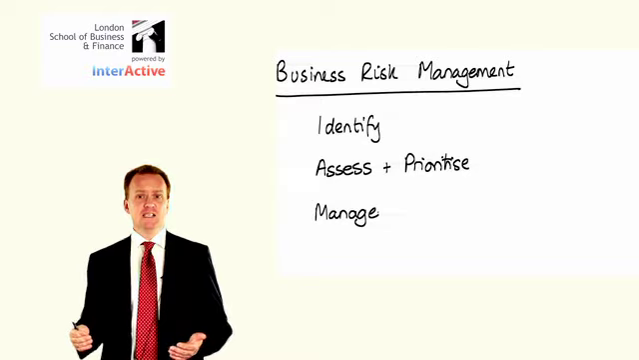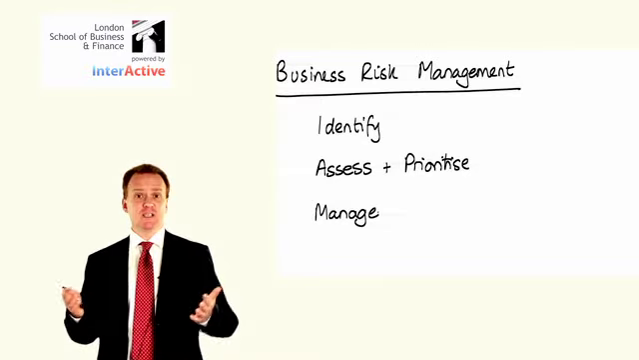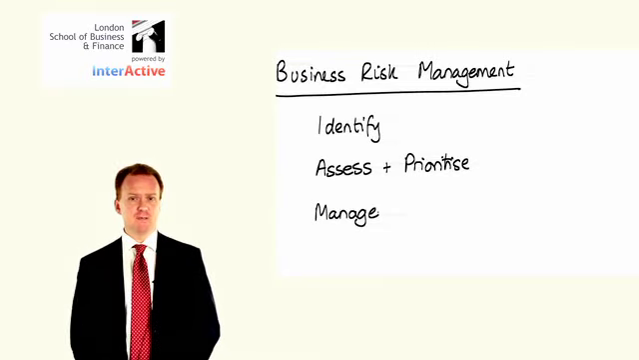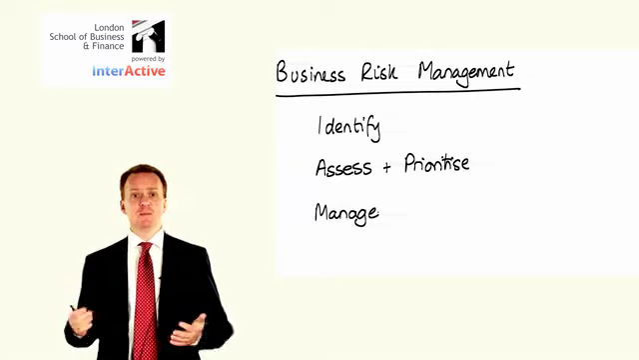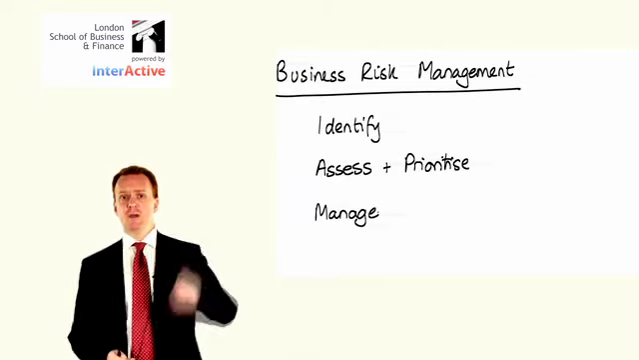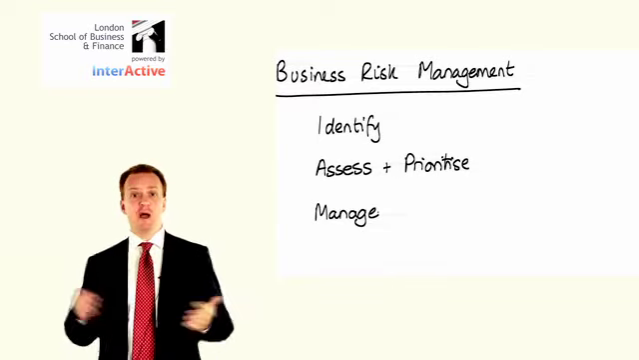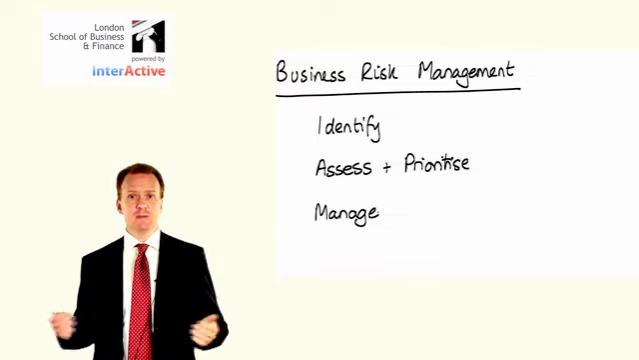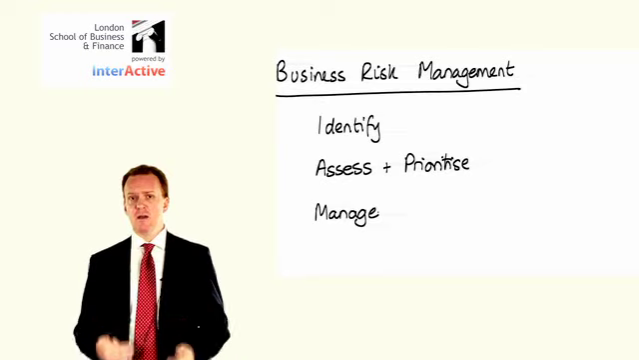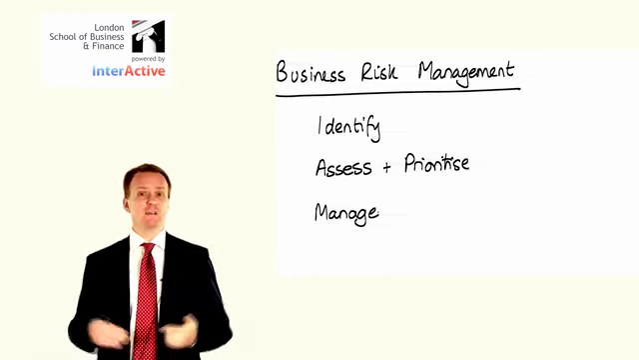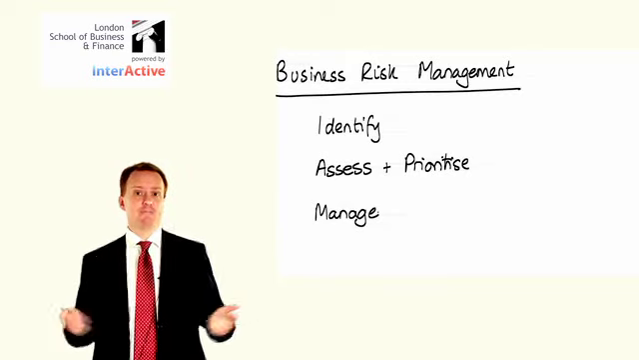Assessing and prioritising involves measuring the risk to try to decide which ones are most important and therefore which ones a company should try to manage first. The variables involved here are likely to be what is the potential impact of the risk, which we might try to measure in financial terms, and secondly, what is the likelihood of that risk? And maybe that's a percentage chance, a probability.